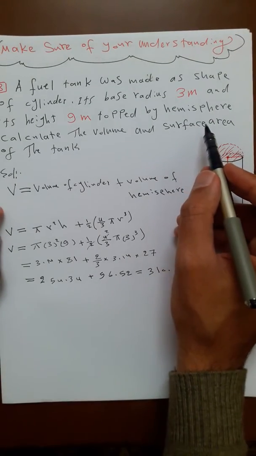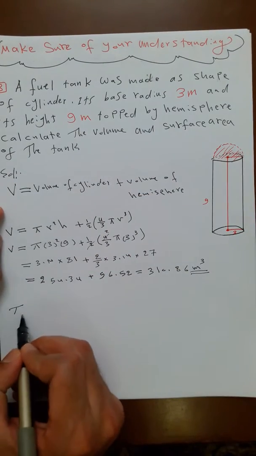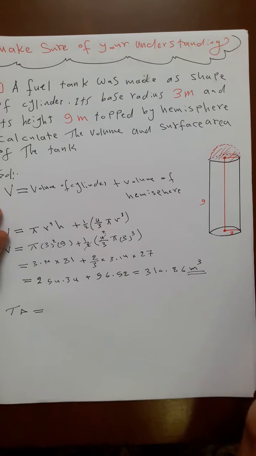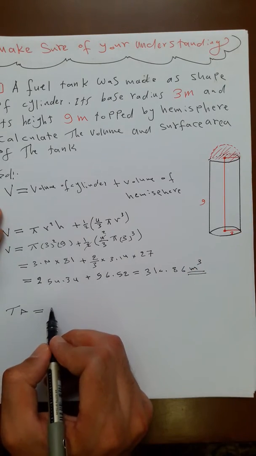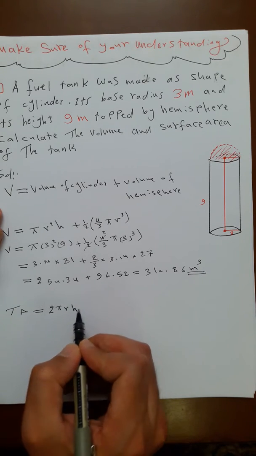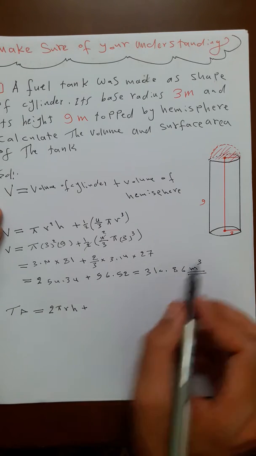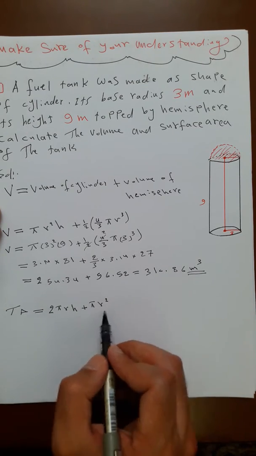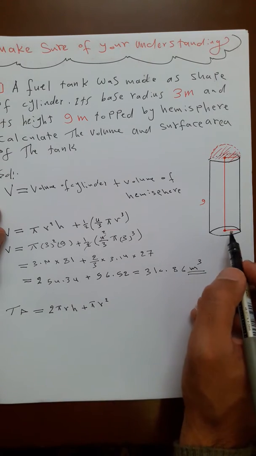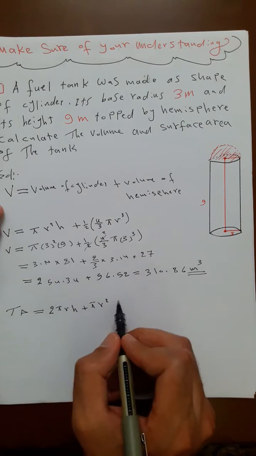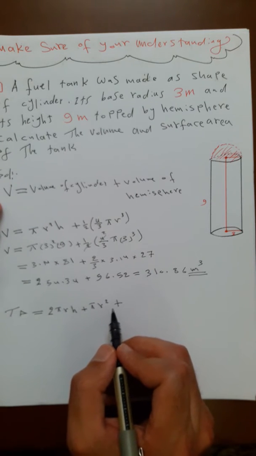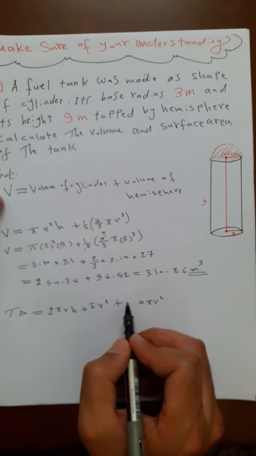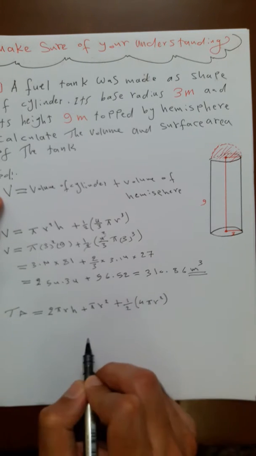Now, to get the surface area of the tank, surface area is the total area. The total area of the tank is given by the rule: the total area of the cylinder, 2 pi r h, plus 1 base, which is pi r squared. The lateral area of the cylinder is 2 pi r h, plus the area of the base, pi r squared. There is one base only, plus the total area of the hemisphere. The total area of the sphere is 4 pi r squared, and for the total area of the hemisphere, multiply this rule by 1 over 2.